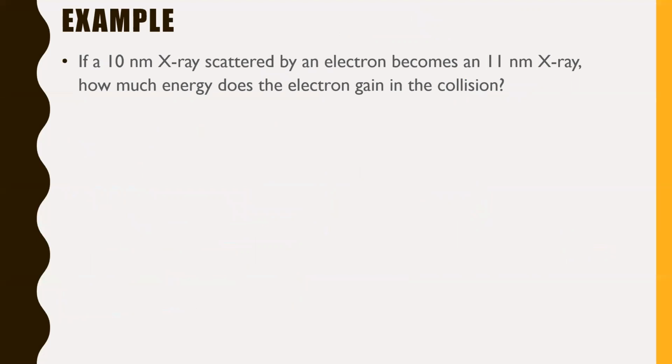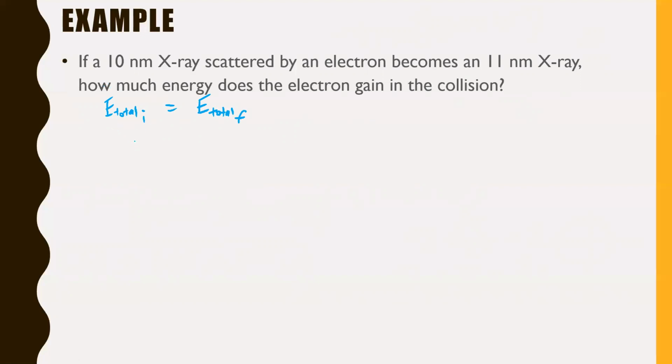All right, last question here. If a 10 nanometer X-ray scattered by an electron becomes an 11 nanometer X-ray, how much energy does the electron gain in the collision? There's a couple different ways you could go about this. I'll show you the way I did this. Remember that even in a collision, your total initial energy is still going to equal your total final energy. So I'm going to say E total I is going to equal your E total F.